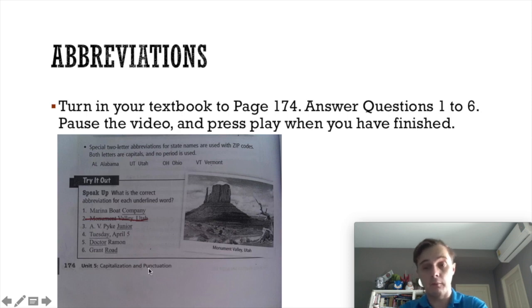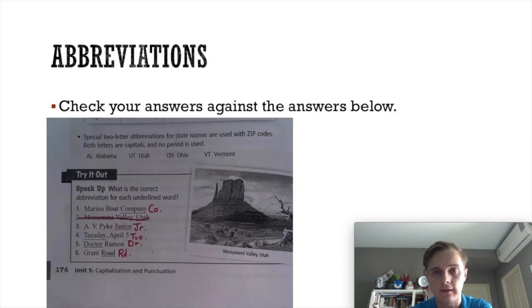So if you understand what to do, you can pause the video, answer those questions, and press play when you have finished. If you don't have your textbook, pause the video and write on a piece of paper. So please pause now. Okay, have you finished? If you finished questions 1, 3, 4, 5, and 6, keep watching.